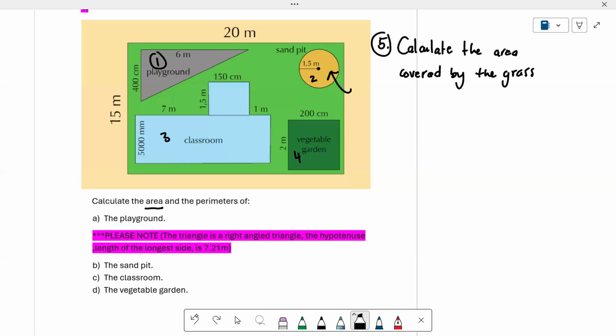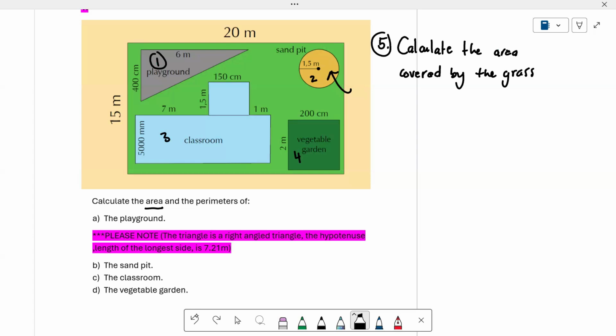I want us to please calculate the area of the playground. Faith is gonna do that one for us. Number 2, area of the sandpit, it will be Lerato. Number 3, area of the classroom. Please take note of that classroom. Okay, we've got 2 shapes in one. It will be Tiara. And then last one, we've got area of the vegetable garden.